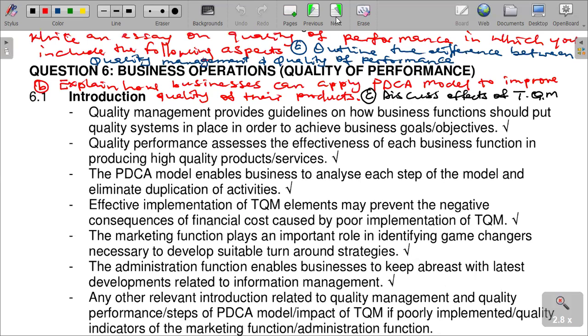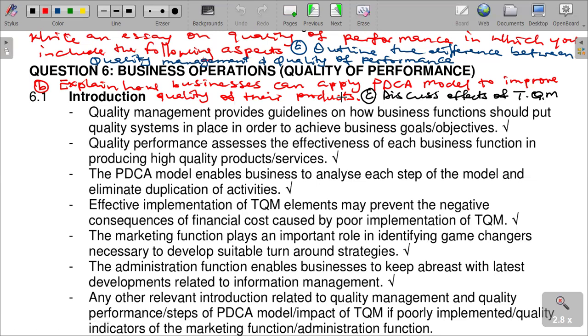So, section question number 6: write an essay on quality of performance in which you include the following aspects. A, you are expected to outline the difference between quality management and quality performance. And then B, you explain how businesses can apply the PDCA model to improve the quality of their products. And then C, discuss effects of total quality management.